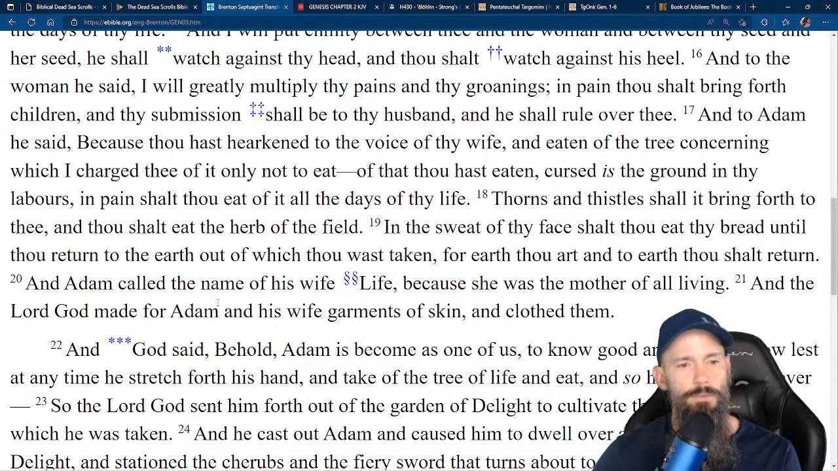And Adam called the name of his wife Life, because she was the mother of all living. And Yahuwah Elohim made for Adam and his wife garments of skin and clothed them.